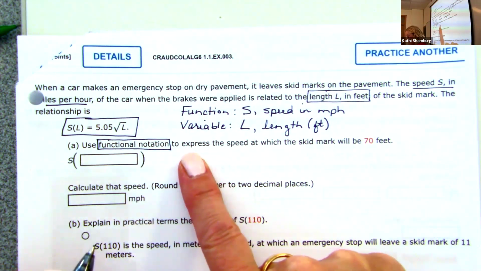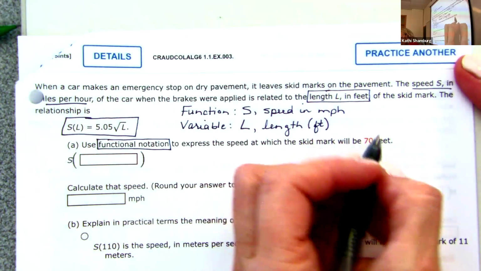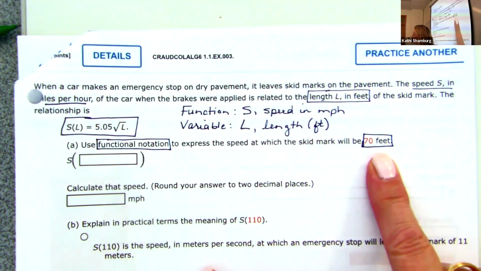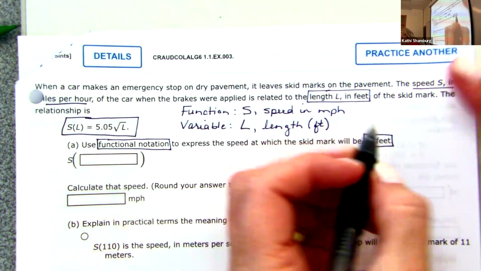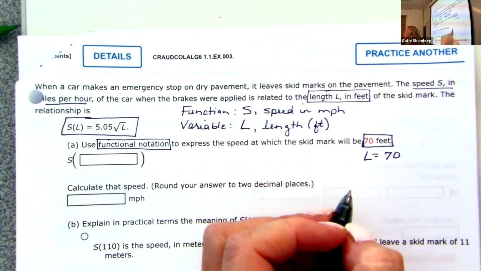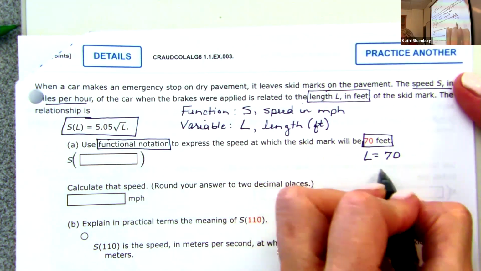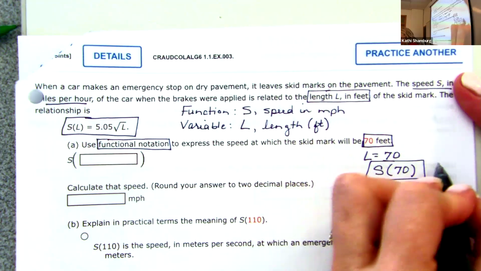But it does say to use functional notation to express the speed at which the skid mark will be 70 feet. Okay, what did they give me? Does S equal 70 or does L equal 70? L. And if I define this, I can go, oh, feet. Oh, that's my variable. So L equals 70. So how would I write that if this were a test question? What would my functional notation answer be? S at 70. So that would be functional notation right there.